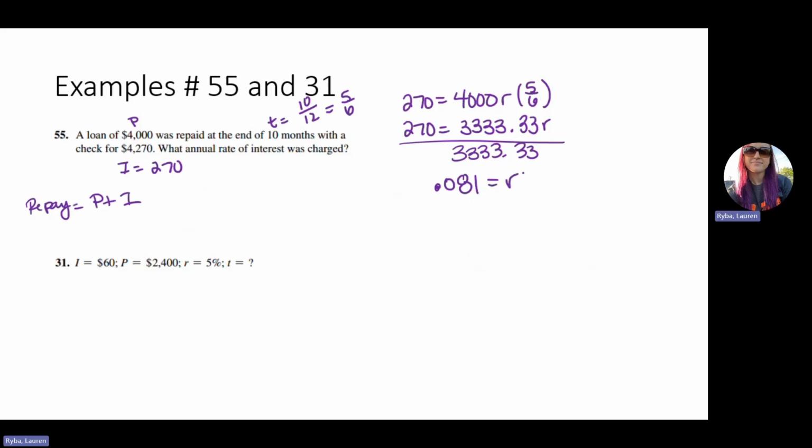And then remember that this is the equation version of it. So if I want to talk about it in terms of an actual interest rate, I could then times it by 100, and that would be an 8.1% rate. So in the equation, it's divided by 100. To take it out of the equation, you're going to times by 100 to turn it back into a percent.